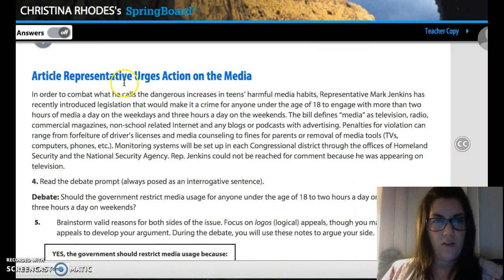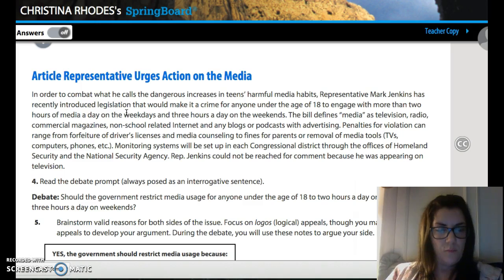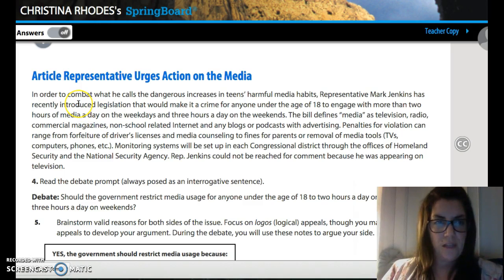Okay, article: representative urges action on the media. You are going to read this with your shoulder partner now. You're circling words you don't know, and then you're going to discuss with your shoulder partner whether you're for or against it. I will pause the video now. Ready, set, reading.